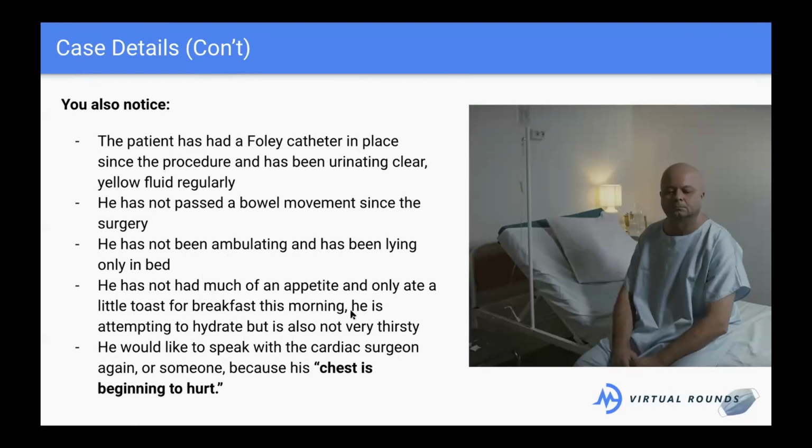So I've gone a little bit out of order, but this is kind of a mixed bag of subjective and objective. This bit right here would be considered subjective, and pretty much the rest of this is going to be objective, but you could probably stick this in the HPI if you like.